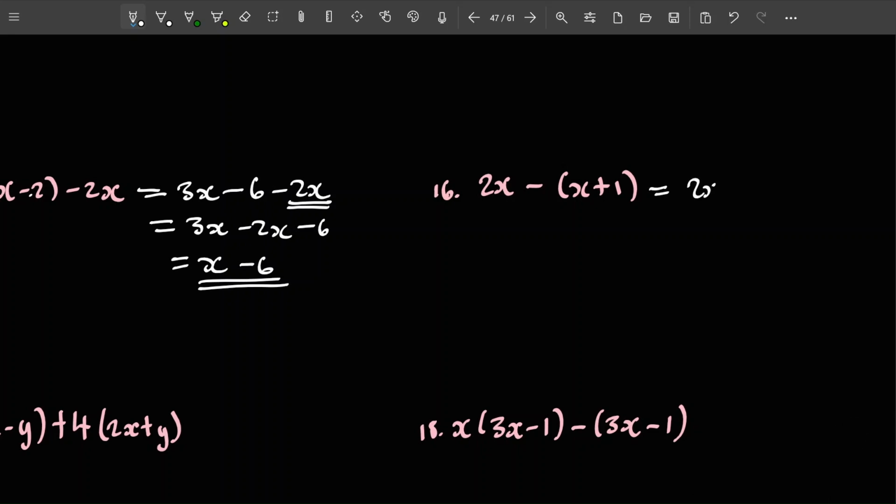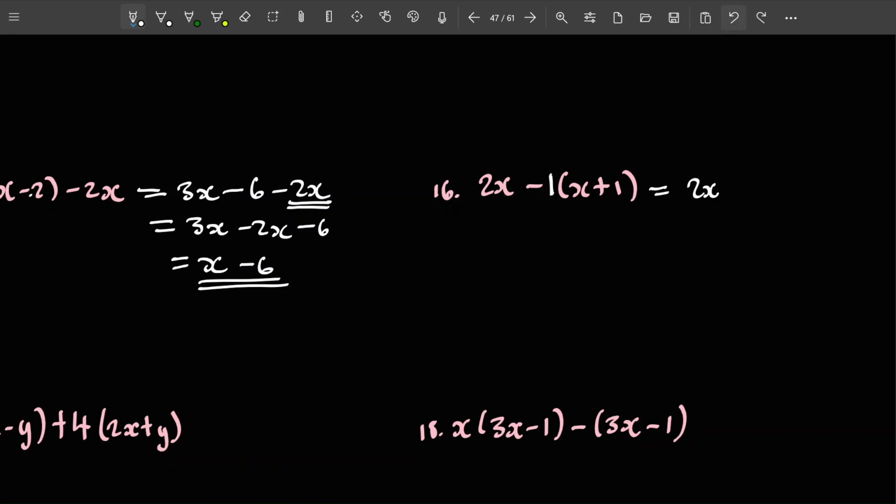Number 16. What is it equal to? 2x comes. It's not part of the distributive law here. Nothing to multiply. Then what do I do now? I see minus and then x plus 1. What does this mean? Well, it means that there is like an imaginary 1 here. So it's a minus 1 that is affecting the whole bracket. Let's go for it.